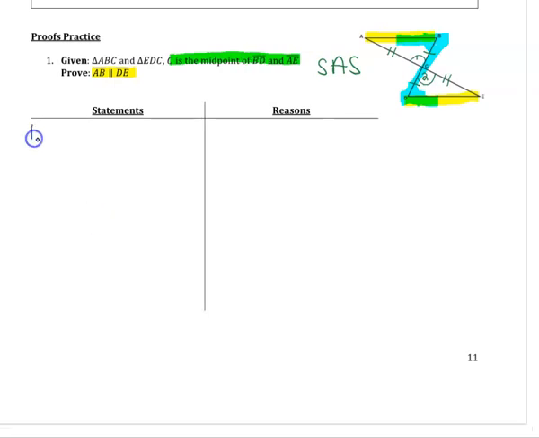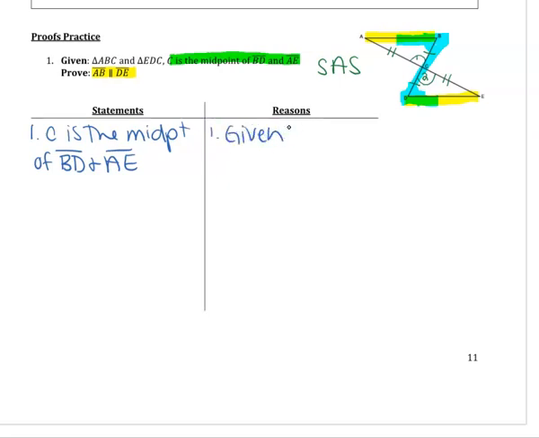First things first, we always write down our given. So I'm going to say C is the midpoint of BD and AE. All right, now let's talk about that midpoint first. So I knew that as a result of that, AC is congruent to CE, and BC is congruent to CD. All right, and my justification is a midpoint divides a segment into two congruent segments.